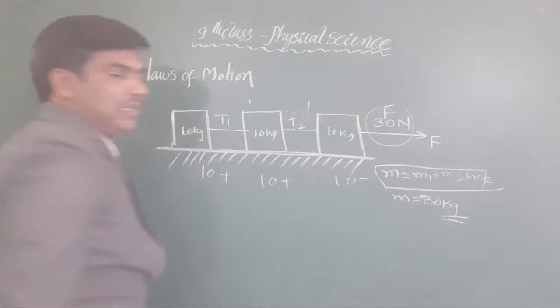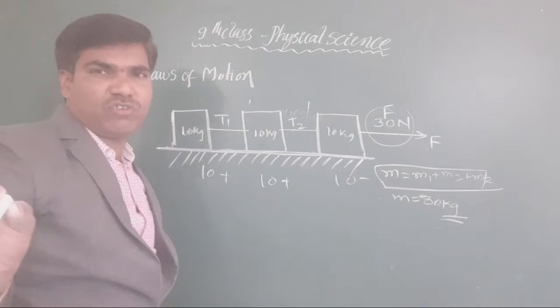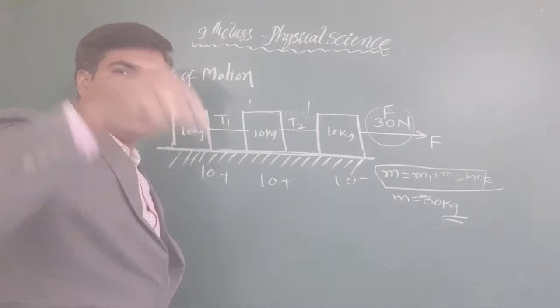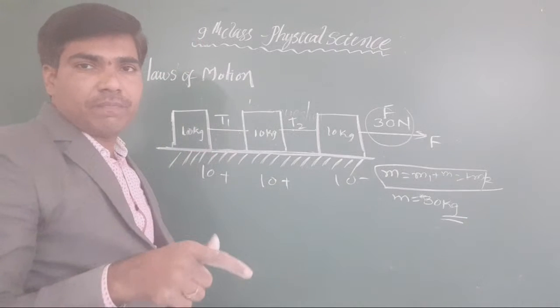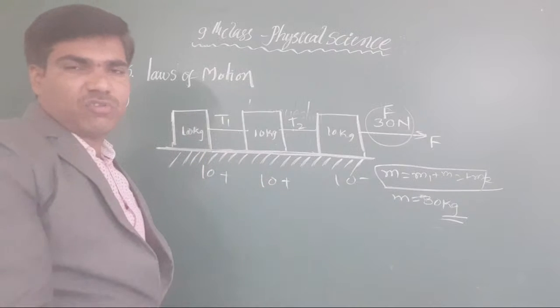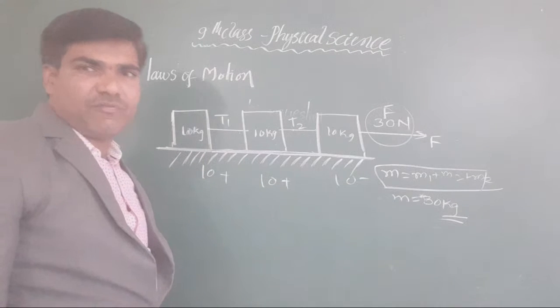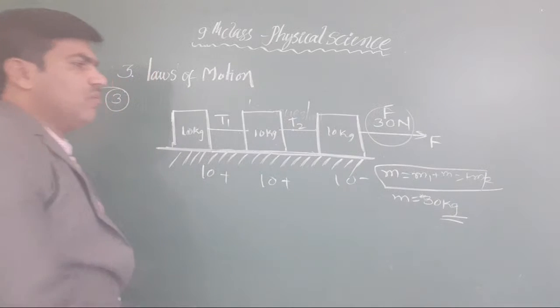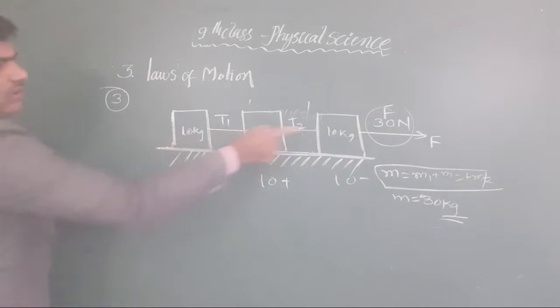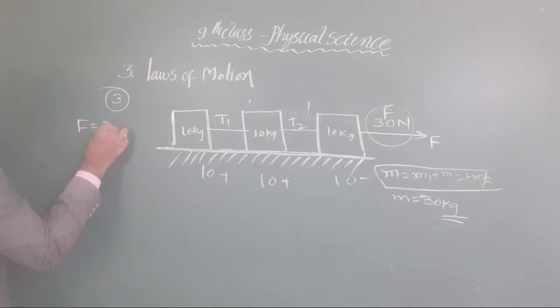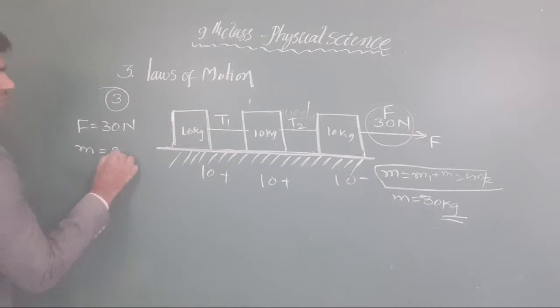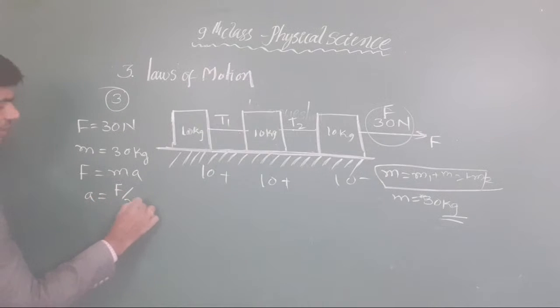Total mass is 30 kg. It is not like an Atwood machine question. Atwood machine is nothing but masses hanging on a pulley. Here it is not like that, a general question only. Now based on Newton's second law, what forces are there? F is equal to 30 newtons and M is equal to 30 kg, and F is equal to MA. So A is equal to F by M.